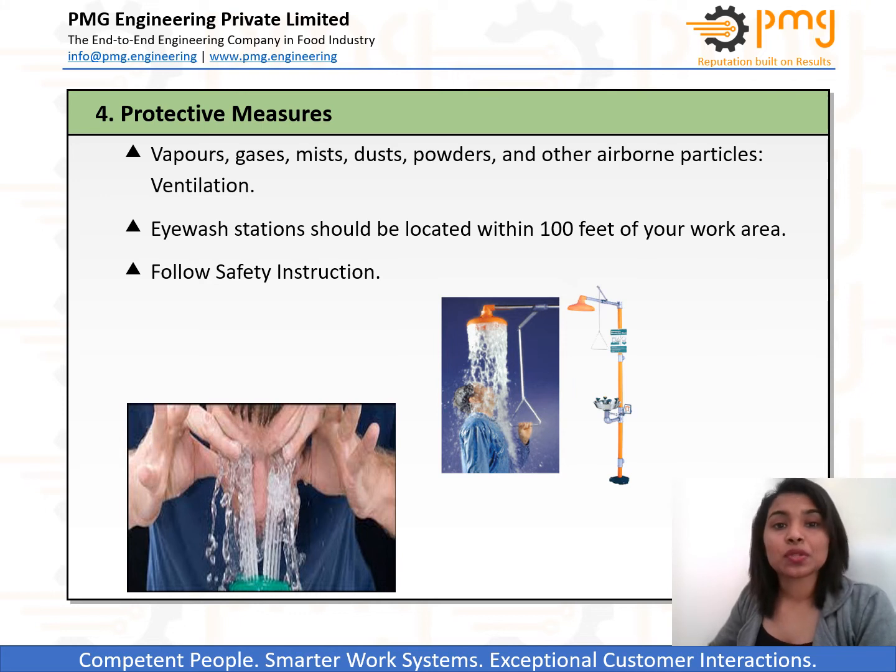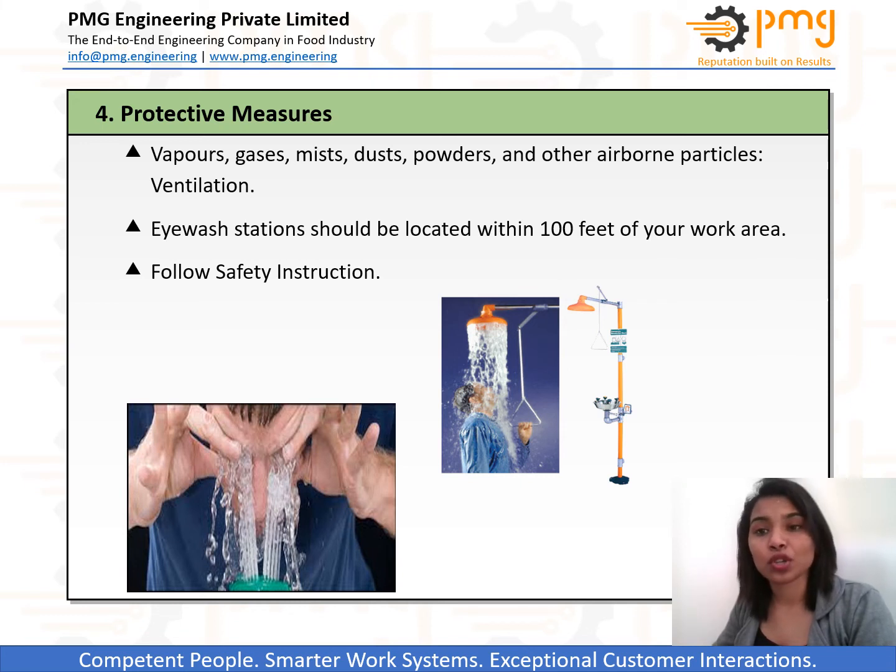Operations which use or produce vapor, gas, mist, dust, powders, and other airborne particles should be ventilated. Ventilation along with a damping system can significantly reduce the amount of airborne particles that could be hazardous to face and eyes. If someone accidentally gets something in their eyes, they should rush to the eye wash station and flush eyes with water for 15 minutes.